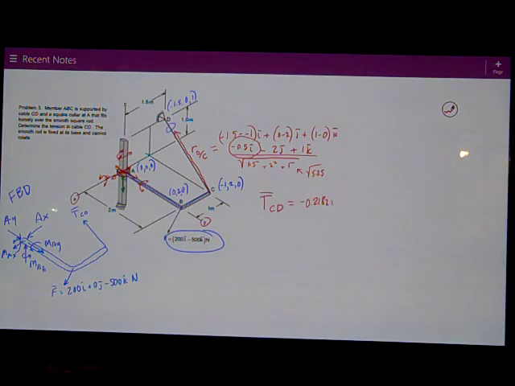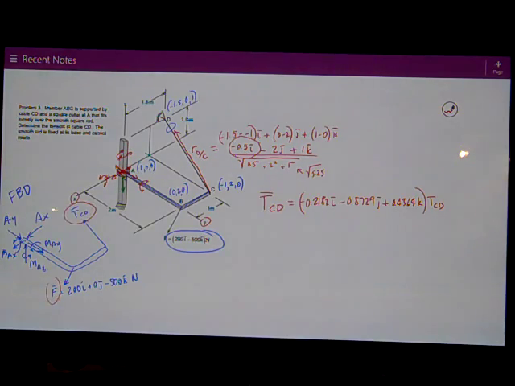-0.2182 i minus 0.8729 j plus 0.4364 k. And everything is times TCD, the force in the cable. These are just 0.5, negative 0.5, -2, and 1 divided by the square root of 5.25. Then I have, looking back at my free body diagram, so that takes care of TCD.